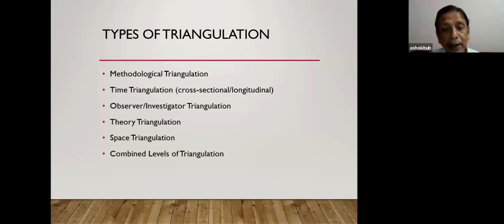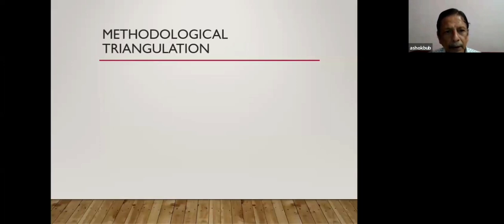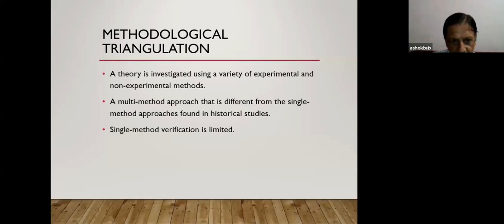Combined levels of triangulation is another component. So at different levels, you tend to make use of different methods for the purpose of the research. So this is what combined levels of triangulation is concerned with. Now let us spend some time on these particular components. Methodological triangulation: a theory is investigated using a variety of experimental and non-experimental methods. So as I said, in methodology there is an experimental method, there is a non-experimental method. So you combine both.